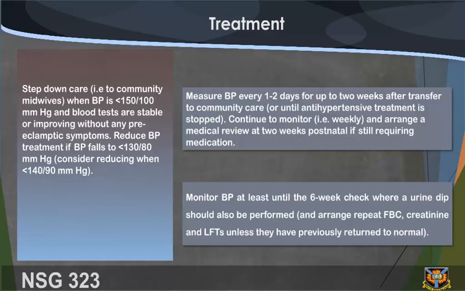Measure BP every 1 to 2 days for up to 2 weeks after transfer to community care or until antihypertensive treatment is stopped. Continue to monitor, that is, weekly, and arrange a medical review at 2 weeks postnatal if still requiring medication. Monitor BP at least until the 6-week check, where a urine dip should also be performed, and arrange repeat FBC, creatinine, and LFTs unless they have previously returned to normal.